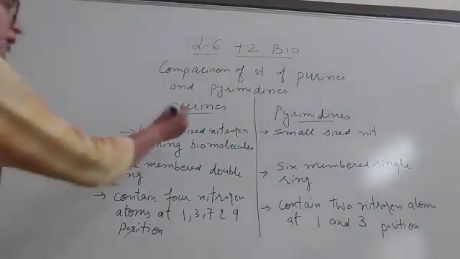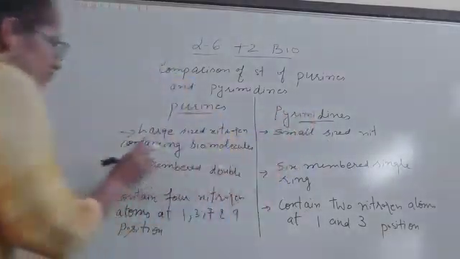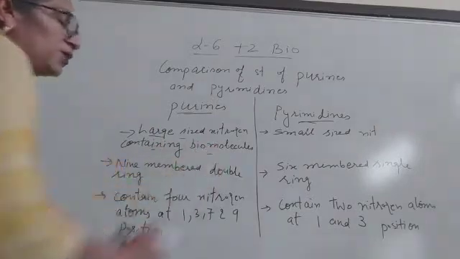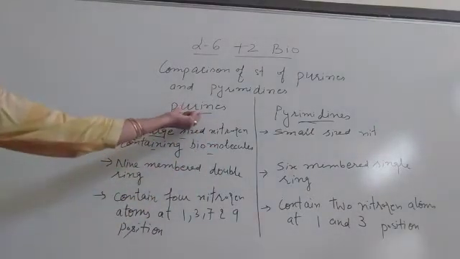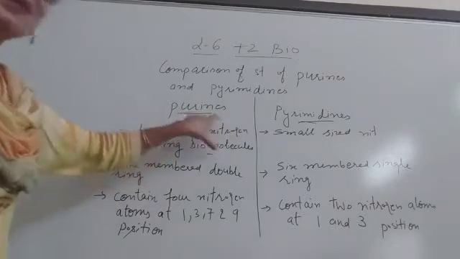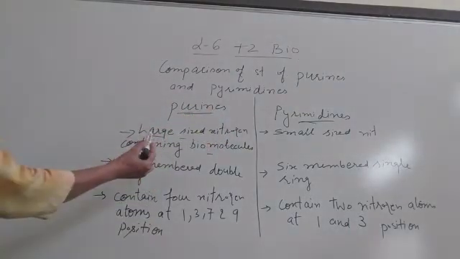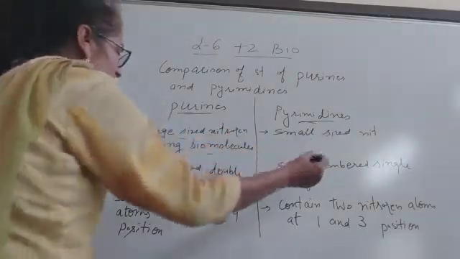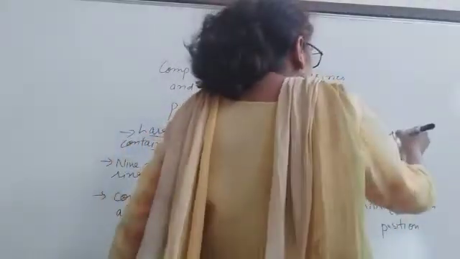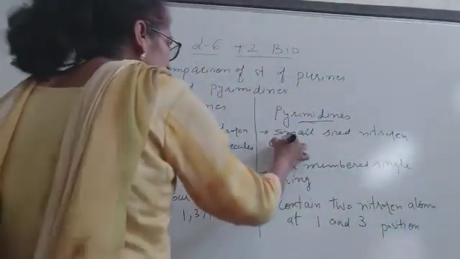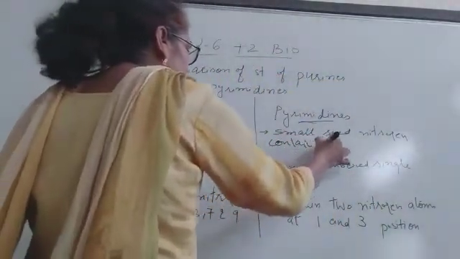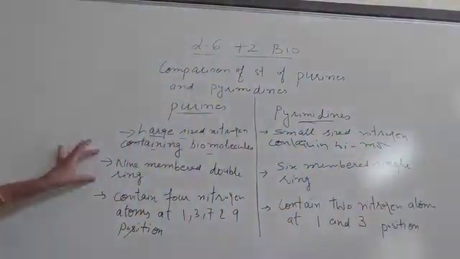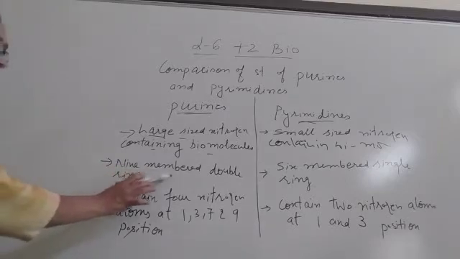book. Now, purines and pyrimidines, the first difference is purines are large sized nitrogen containing biomolecules. Now, the name spelling is small, but it is a larger molecule. Remember like this. So, large sized nitrogen containing molecule, whereas pyrimidines are small sized nitrogen containing biomolecules. Now, the second difference is it is a 9-membered double ring.